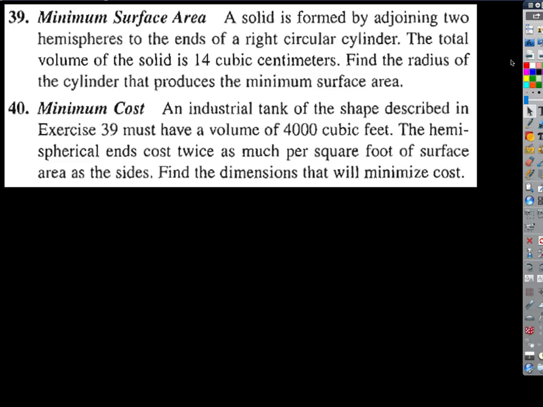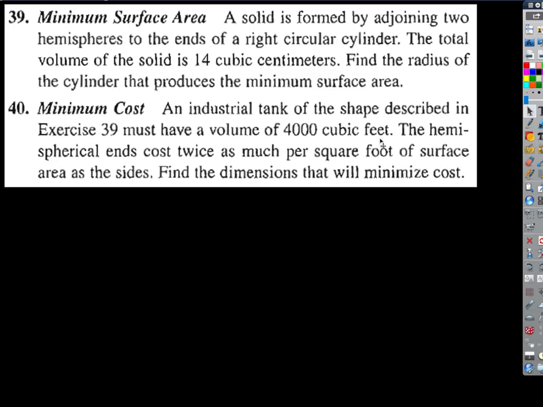So in problem 40, we're doing an industrial tank like that. So it's got hemispherical ends and a tubular cylindrical midsection, right? Must have a volume of 4,000 cubic feet. The hemispherical ends cost twice as much per square foot of surface area as the sides. So we're trying to not find the dimensions that minimize surface area this time. We're trying to find the dimensions that will minimize cost.